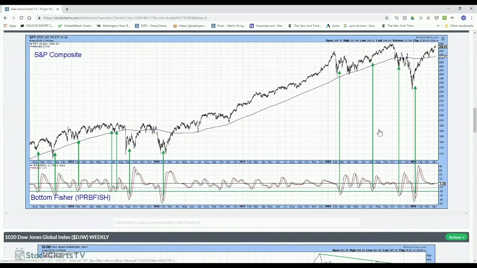But a couple questions. One, do you have any thoughts on the weakness in small cap stocks? I don't follow that very closely, so I'm going to pass on that.